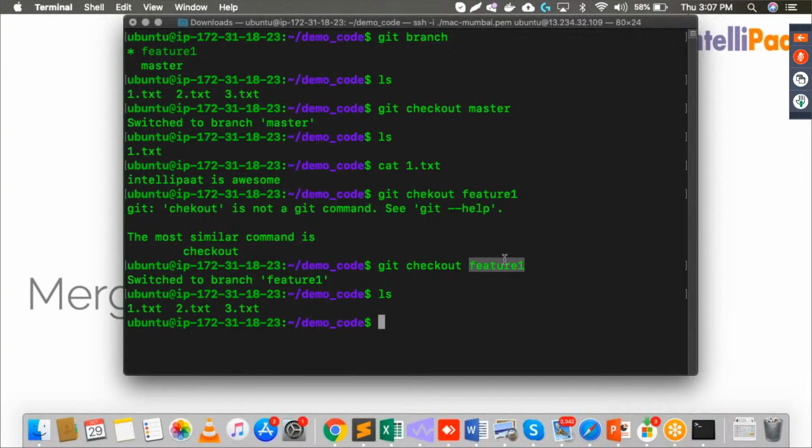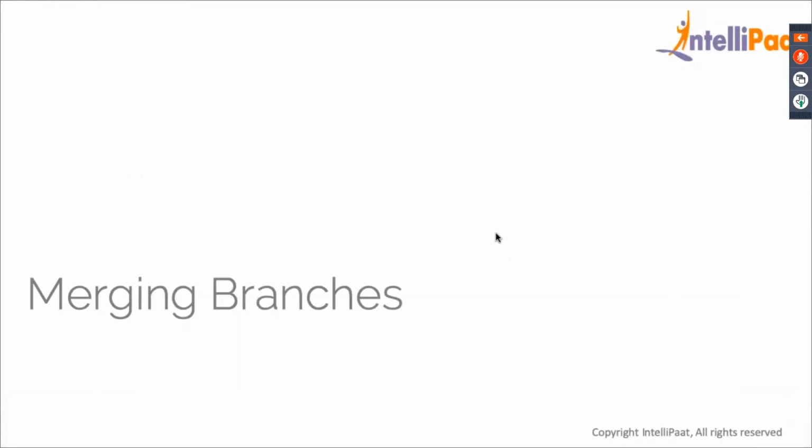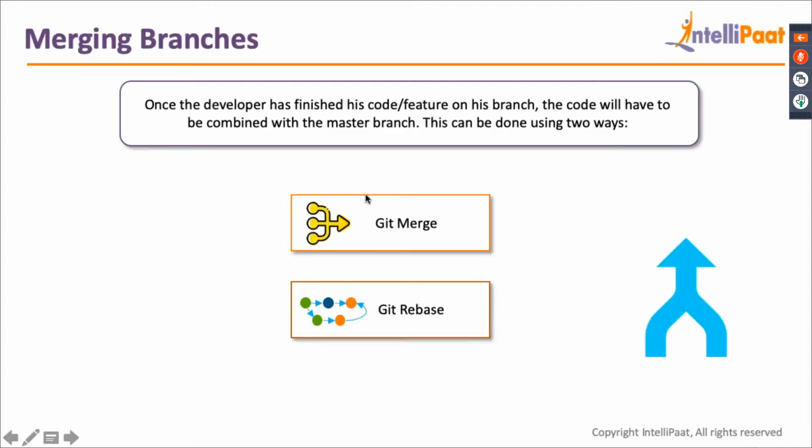That whatever code you have on the feature branch or whatever code you have on the second or third branch, if you want to make it a part of another branch, you basically merge the branch in the main branch. That's what merging is. Okay. So if I were to explain merging in a very simple manner, you can think of it like this, that once the developer has finished his code or feature on his branch, the code will have to be combined with the master branch, and this can be done in two ways.